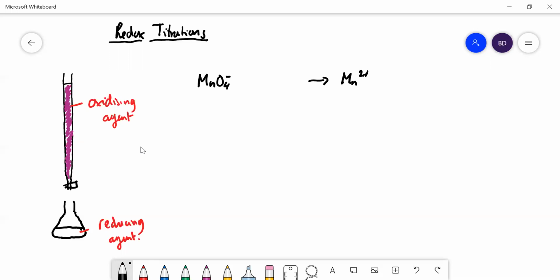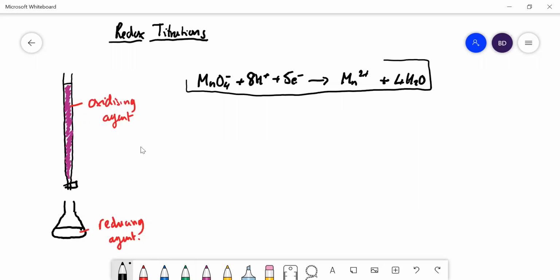So balance for oxygens, we need 4 H2Os on the right. Balance for hydrogens, we need 8H plus on the left. Balance for charge with electrons, well, we're going to need 5 electrons on this side. Now, you need to know that half equation off by heart. You really need to know it.